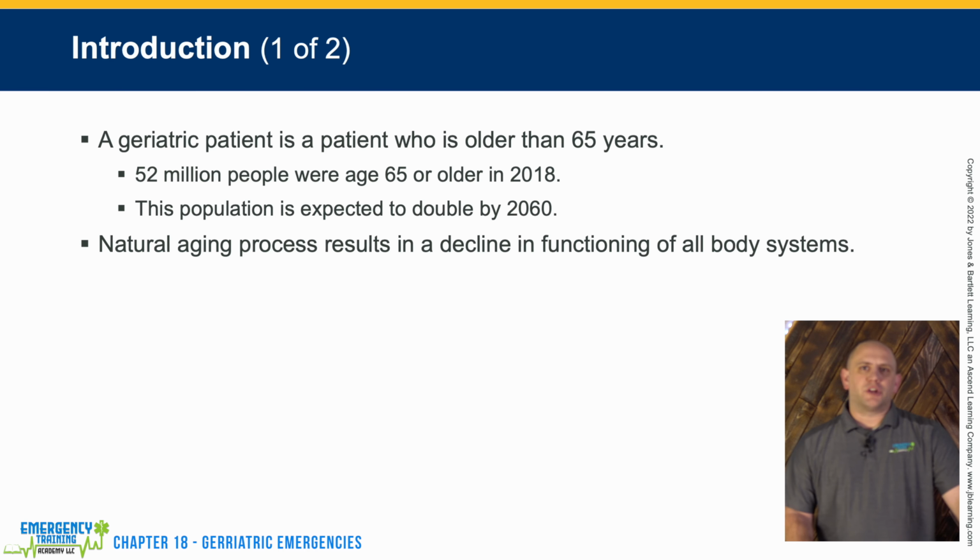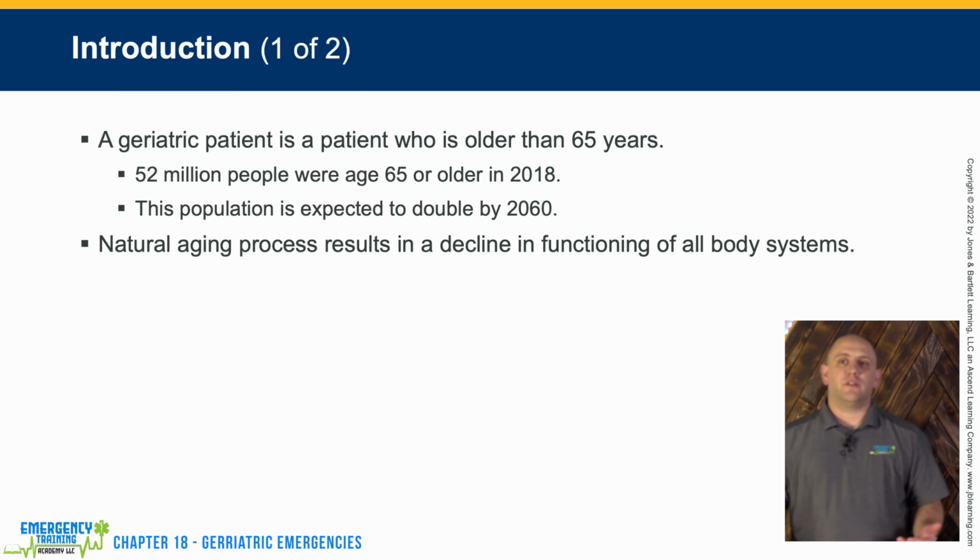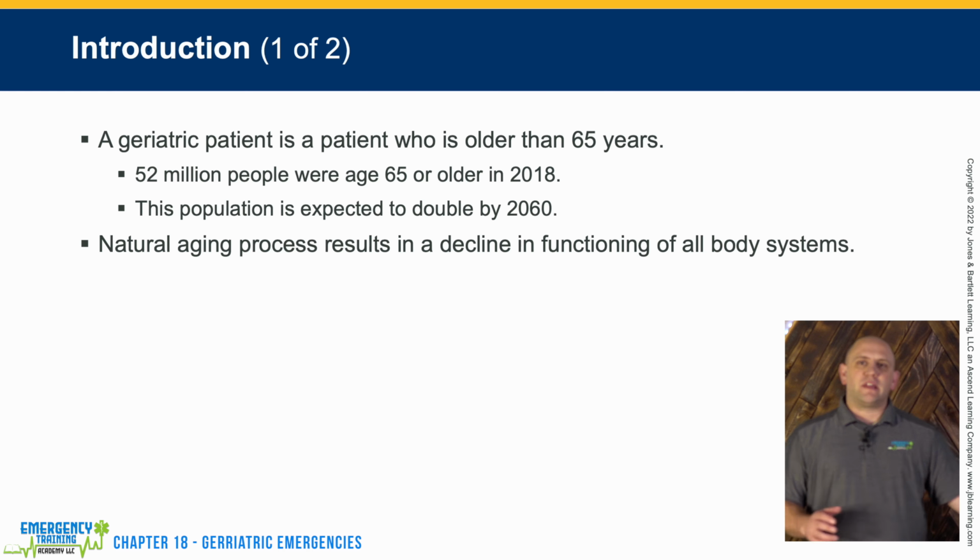So a little bit of an introduction. Geriatrics is the term we use for any patient who is older than 65 years old. Right now, with the shift in population, we had the baby boomer generation. As they are starting to age, we have an increasing number of people in that 65-year-old or older range as of 2018. And that's just expected to double before we reach 2060.